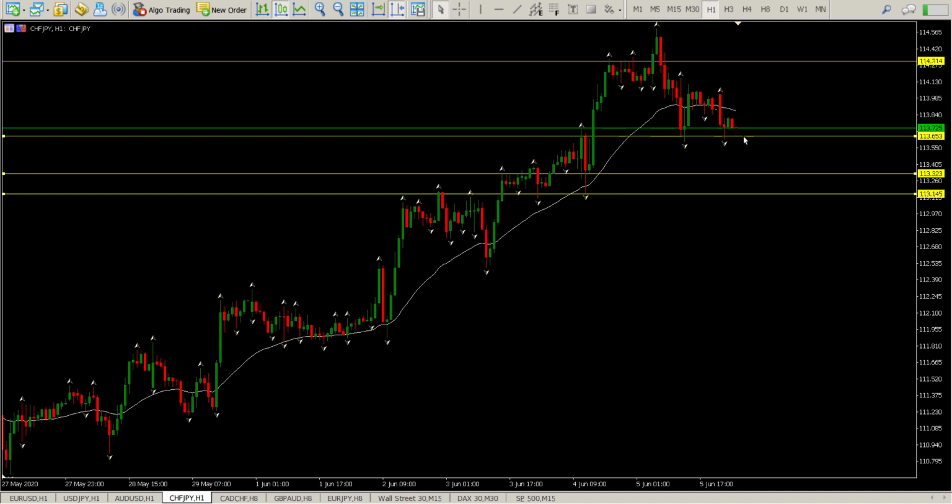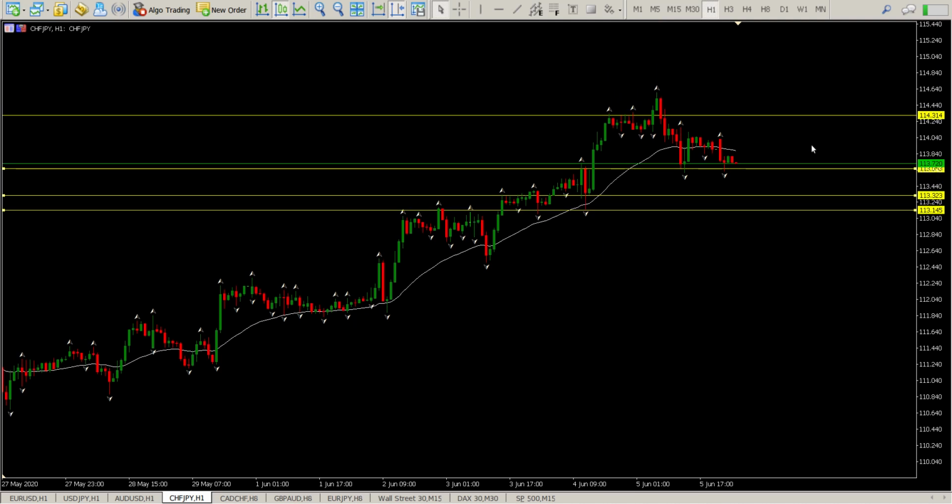So the first area is 113653. For a deeper pullback, you're looking at 113323 or 113145, another area to get long. And then what I would expect is another attack at 114314, the major level, so I wouldn't expect us to break through straight away. So it will come back, it'll be a take profit area.